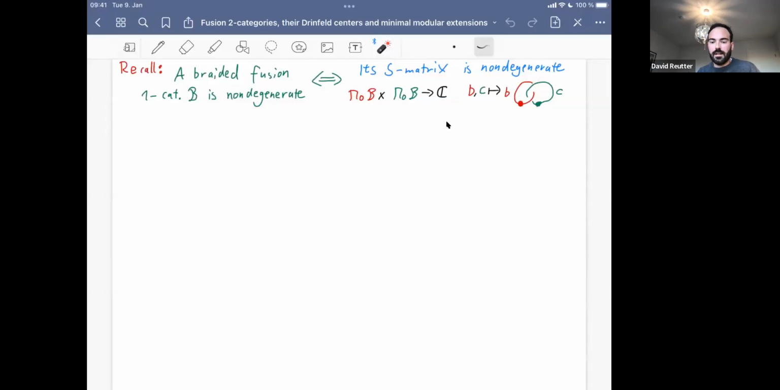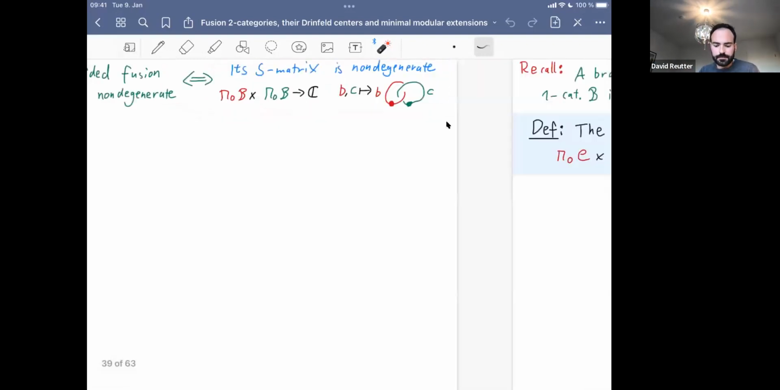If you don't have this ribbon structure, you can't quite form circles because there's an issue with orientations. But there is still a way to form an S matrix by picking certain well-normalized isomorphisms from X to X double dual, essentially. So there's a bit of a technicality in how to generalize this from ribbon categories to plain graded fusion categories, but the same theory continues to work.